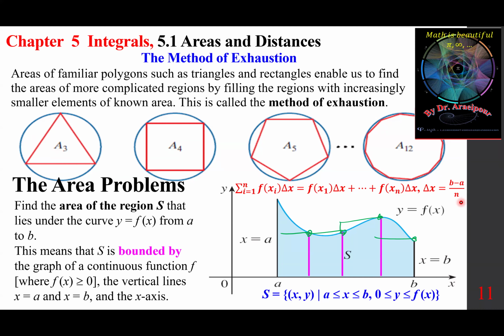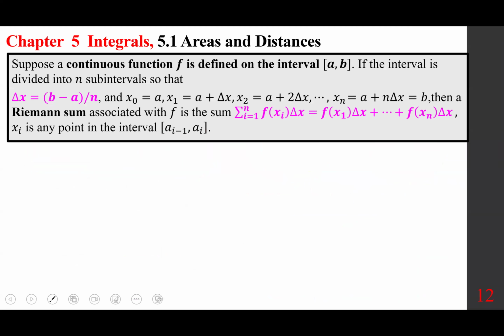Now, suppose a continuous function f is defined on the interval [a, b]. If the interval is divided into n subintervals, so that delta x is (b minus a) over n, x sub 0 is a, x sub 1 is a plus delta x, all the way to x sub n is a plus n delta x, which is b, then a Riemann sum associated with f is the sum that was mentioned before, the summation of f of x sub i delta x, and that is called the Riemann sum.